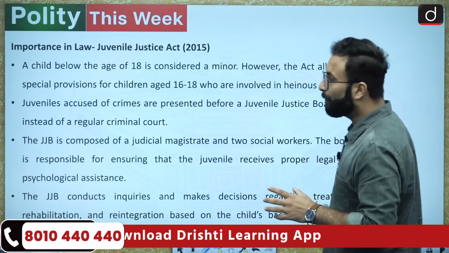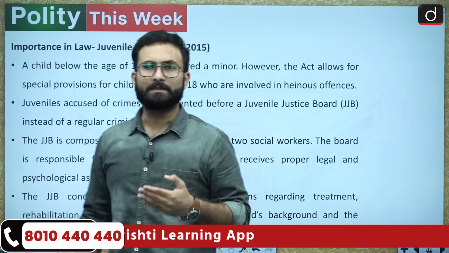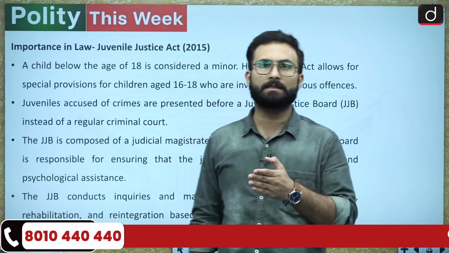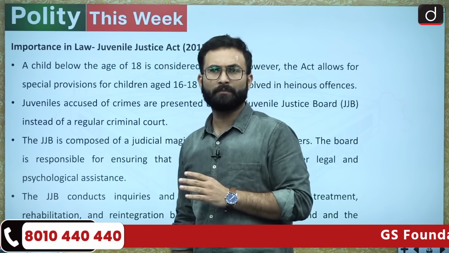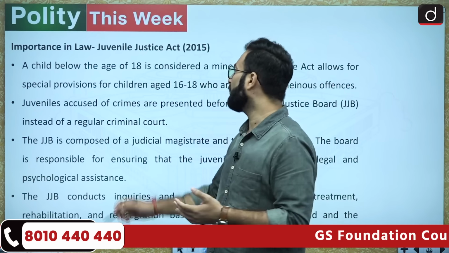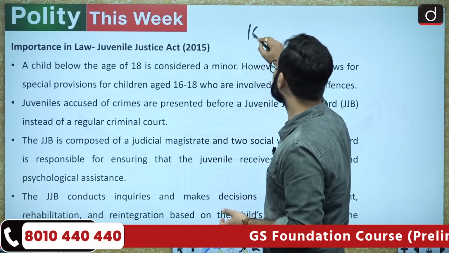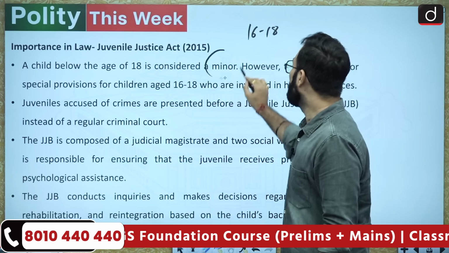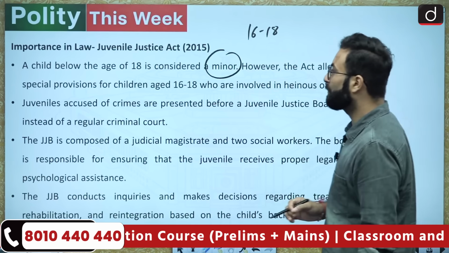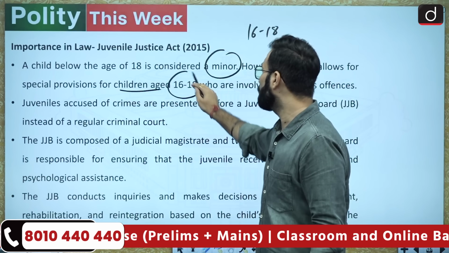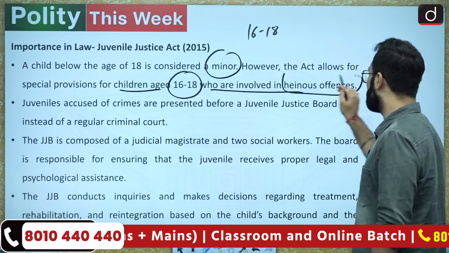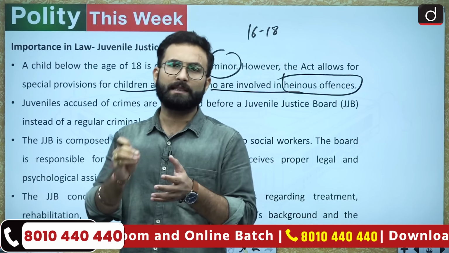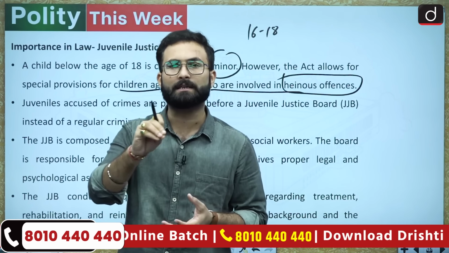Now coming to the importance in the law. The Juvenile Justice Act says that a person is a minor who is less than 18 years of age, and in some heinous crimes there is this scope of 16 to 18 years. Here you can see a child below the age of 18 is considered a minor. However, the Act allows for a special provision for children aged 16 to 18 who are involved in heinous offenses. If there is rape, murder, etc., in that case they will go for the 16 to 18 bracket and try to see what the mental status of that particular person is.